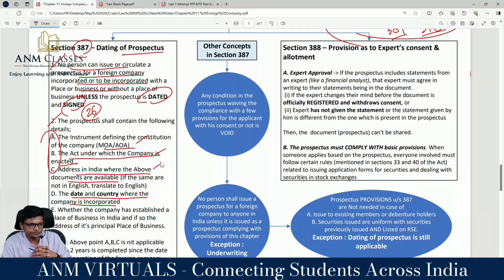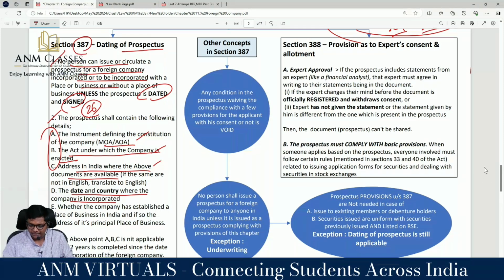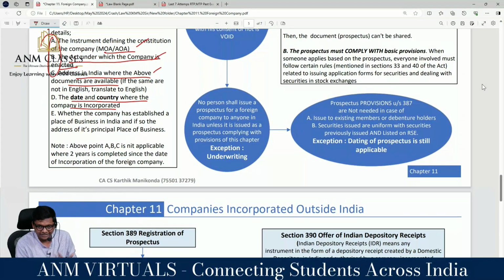Now a simple question. If Apple is issuing a prospectus in India and raising funds from Indian citizens, will you need all this data? Will you ask, hey, which act are you coming from? Tell me about you. Tell me your MOA. Will you ask? Why? Reputed company, everybody knows that brand. So the act is saying this is needed only for a new foreign company. If you are already here and established, no need to submit all this data. When do we know that?